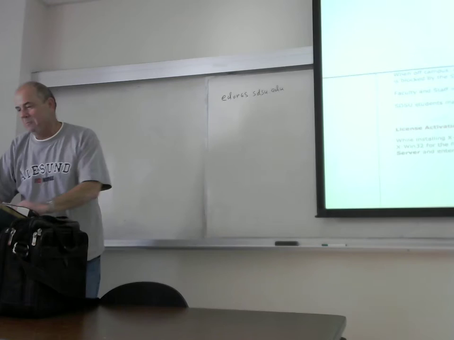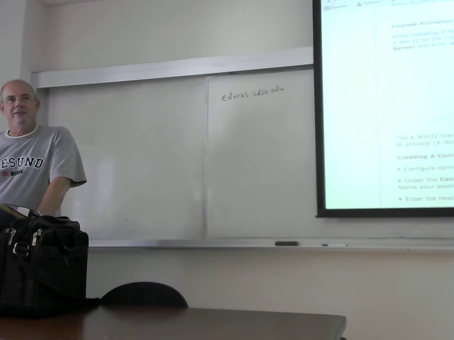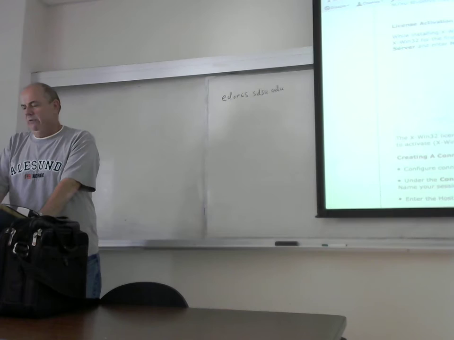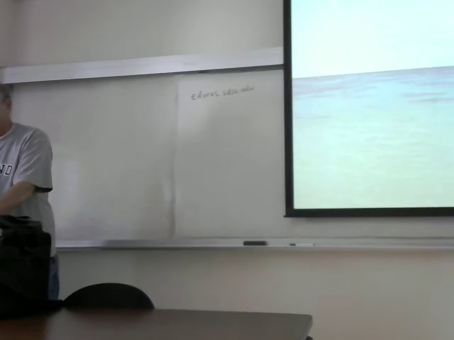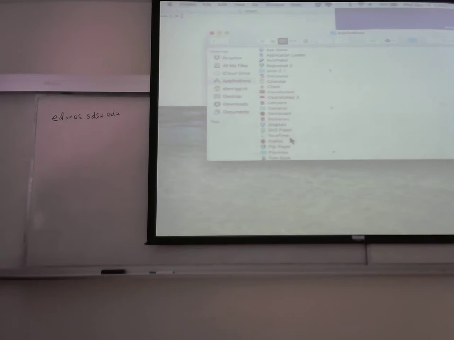Alright, using Windows, go to CS530 download and install. The directions are here, and this is the license activation. Pay particular attention to this. However, there are easier ways to do things. One of the suggested ways is you can use something like TextWrangler. Again, this is for a Mac, and I'm sure there's something very similar you can get for Windows.